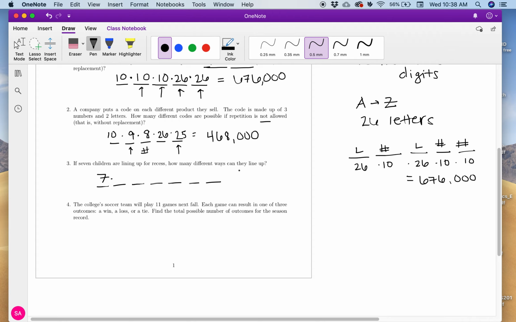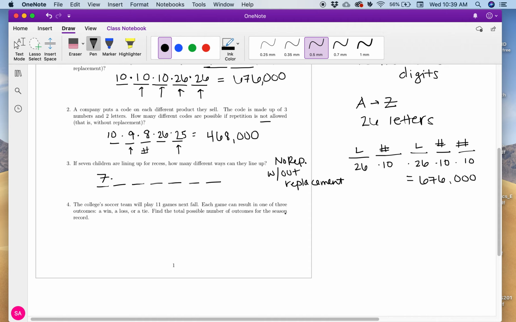Okay, now this question doesn't mention repetition or not, but think about the problem in context. If one of those kids is in the very first spot, can that same kid also be in the second spot or the third spot? No, that is not possible in our universe in any way. We could not be in 2 places at once. So naturally, this is a problem with no repetition, or without replacement. So sometimes it's not always explicitly stated. It's just the context of the problem.